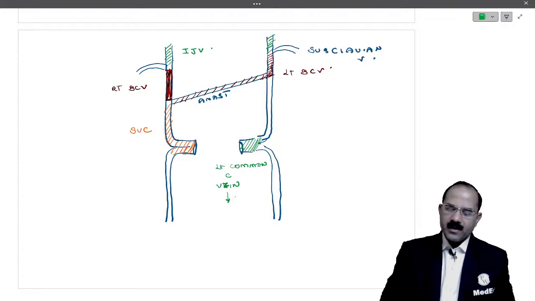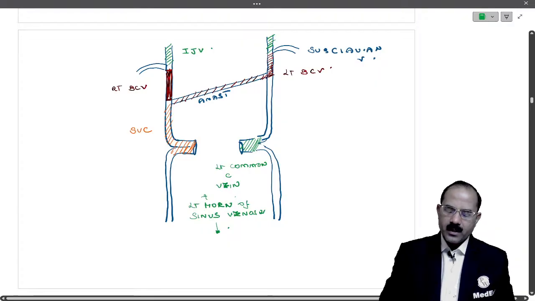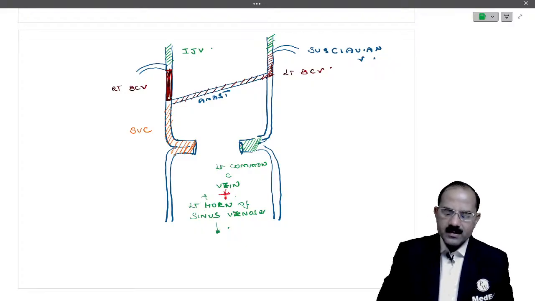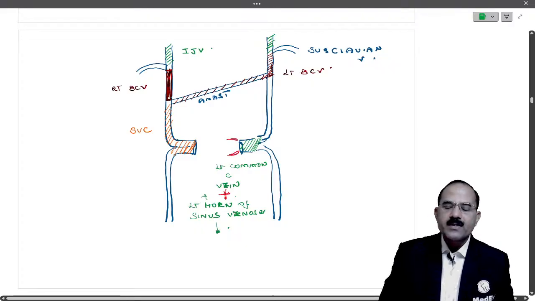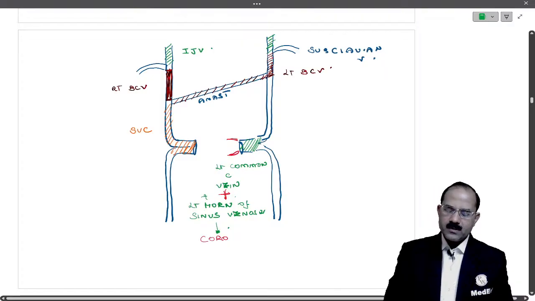Answer: the left common cardinal vein with the left horn of sinus venosus. Can you tell me, children? The left common cardinal vein with the left horn of sinus venosus will form what? No, it's not the pulmonary vein. This is the left common cardinal vein, and here is the left horn of sinus venosus. Yes, Paridhi, this is going to form the coronary sinus.